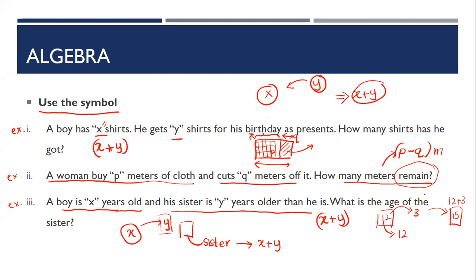So that's the idea. A boy, he is X years old and his sister is older than he is.